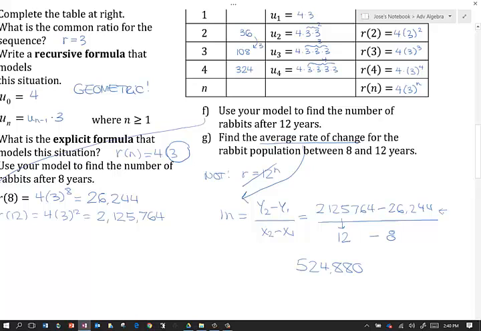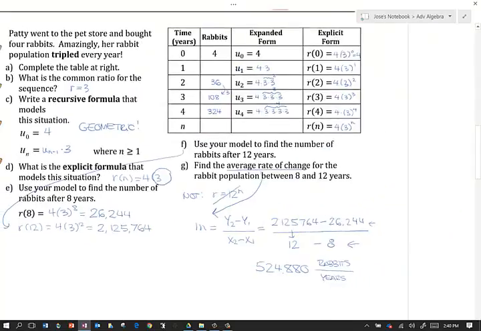The units for the top were rabbits, and the units for the bottom were years. So this is as an average during those years from the 8th to the 12th year. She was adding an average of 524,880 rabbits per year. Now, notice that this is an average. The last year she was actually adding more than that. The first few years she was adding less than that.